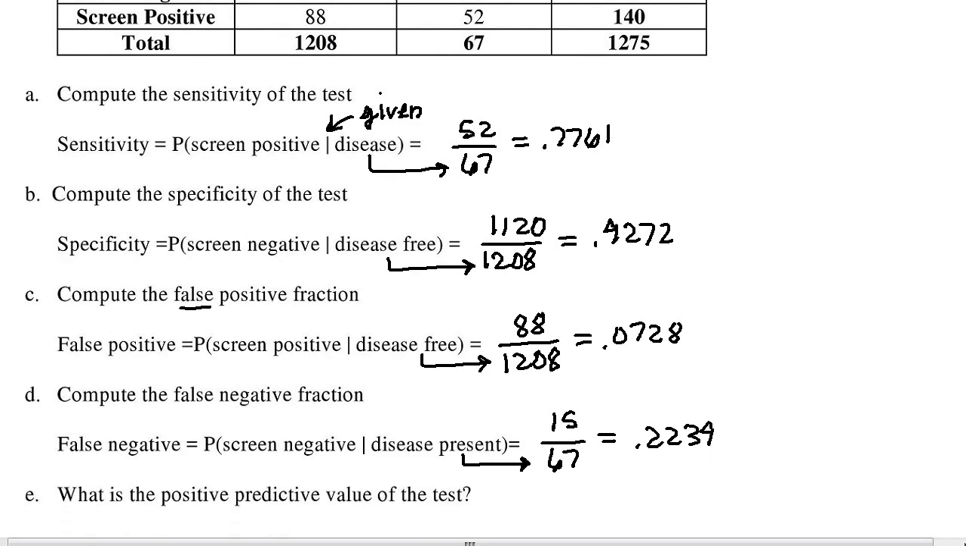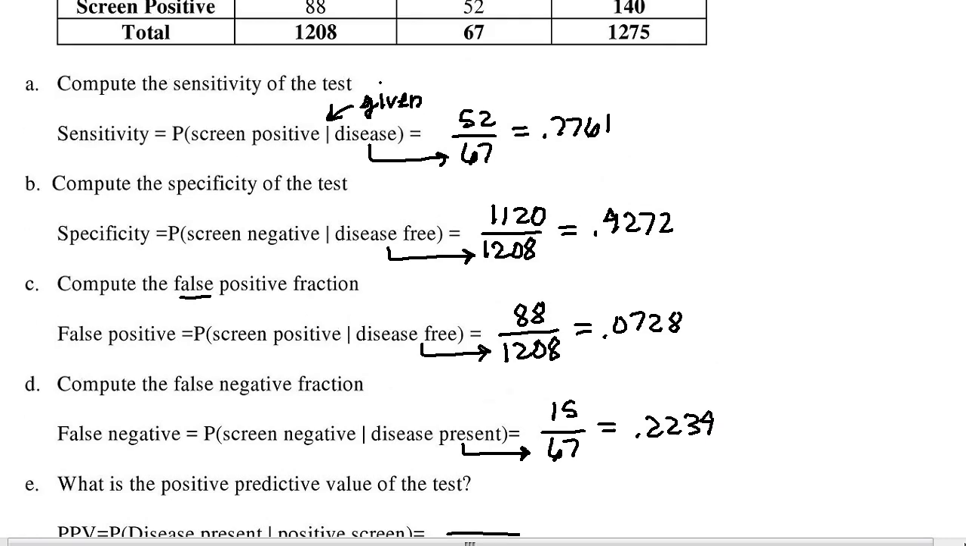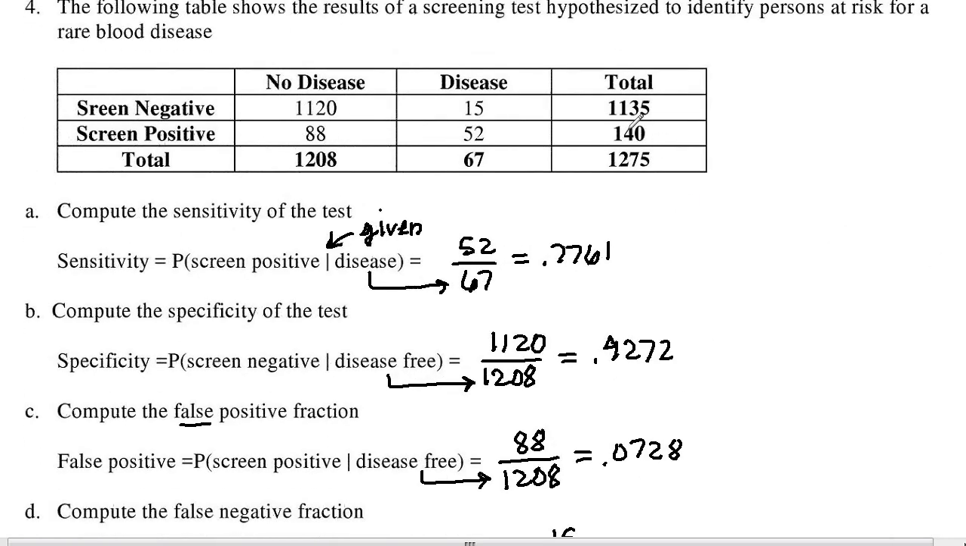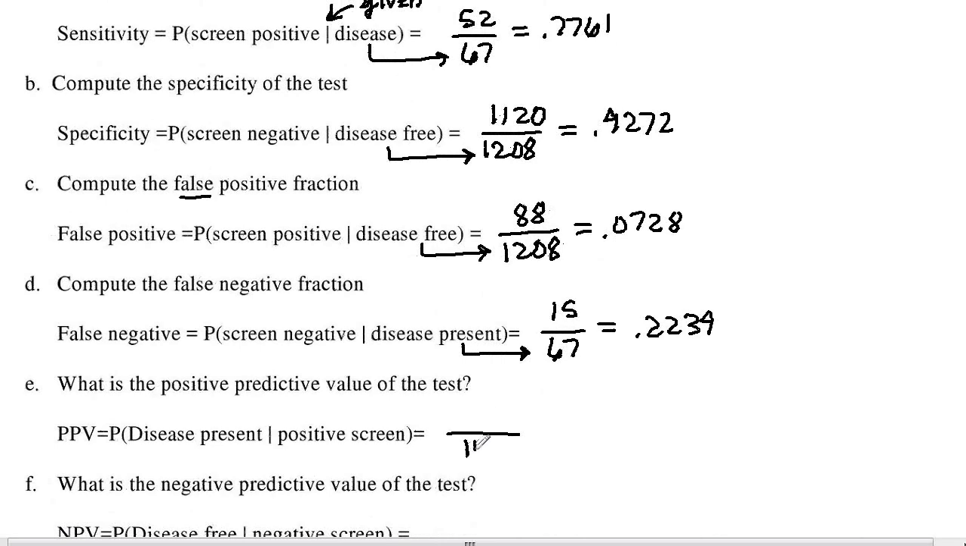And then in one of the questions, they also ask, what is the positive predictive value, or the PPV? That's defined to be the probability that the disease is present when you got a positive screen. So it's given that you have a positive screen, so we're only looking at people that have a positive screen, which is 140, and then out of those, how many had disease present? 52. So 52 out of 140. That's the positive screen total. Out of that 140, disease was present in 52. So 52 out of 140 is 0.3714.